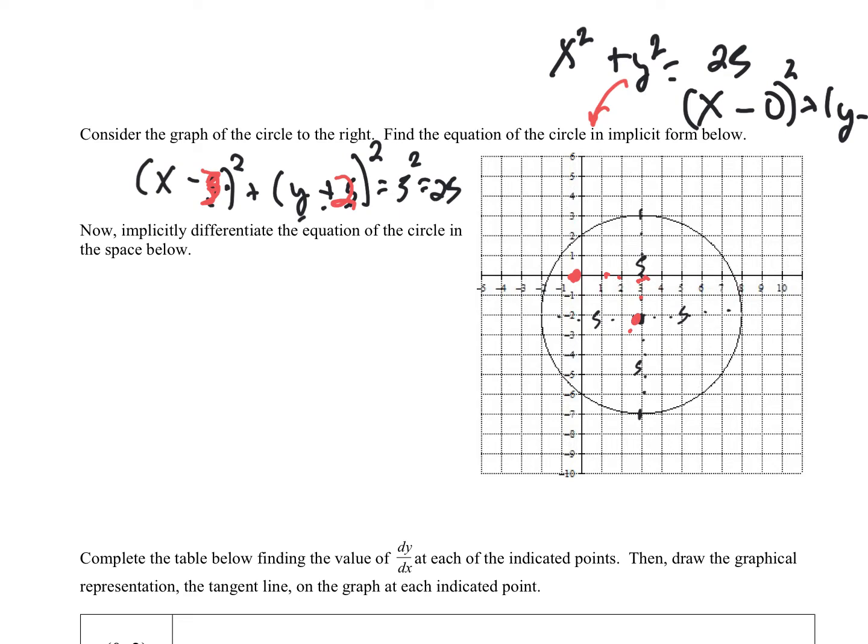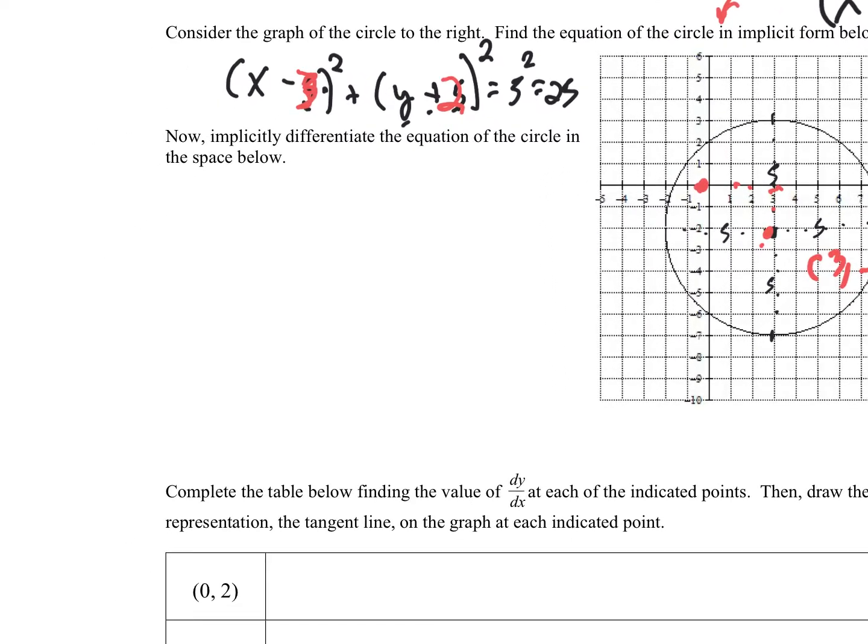I would have known it if I had written the ordered pair. It was 3, negative 2. That's the center of the circle. All right, now implicitly differentiate this thing.